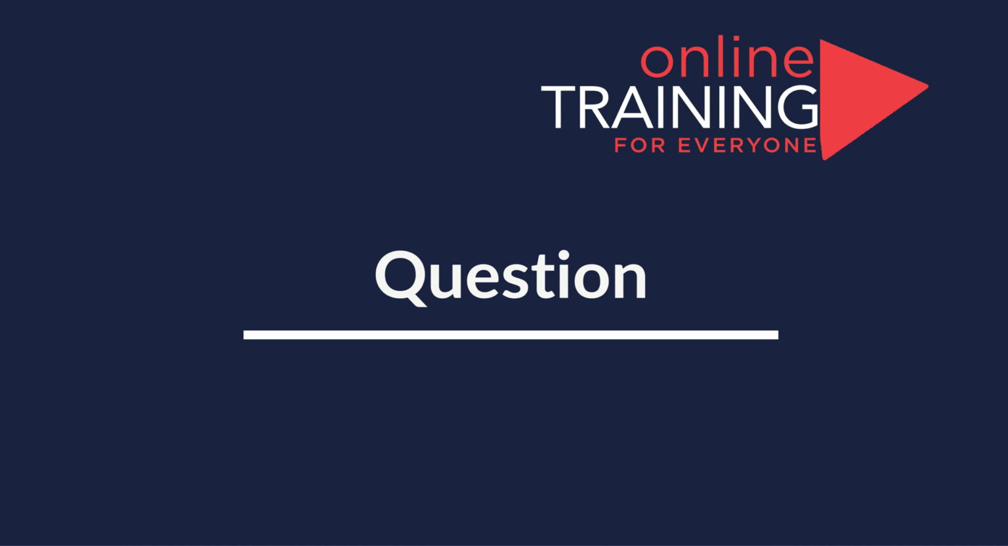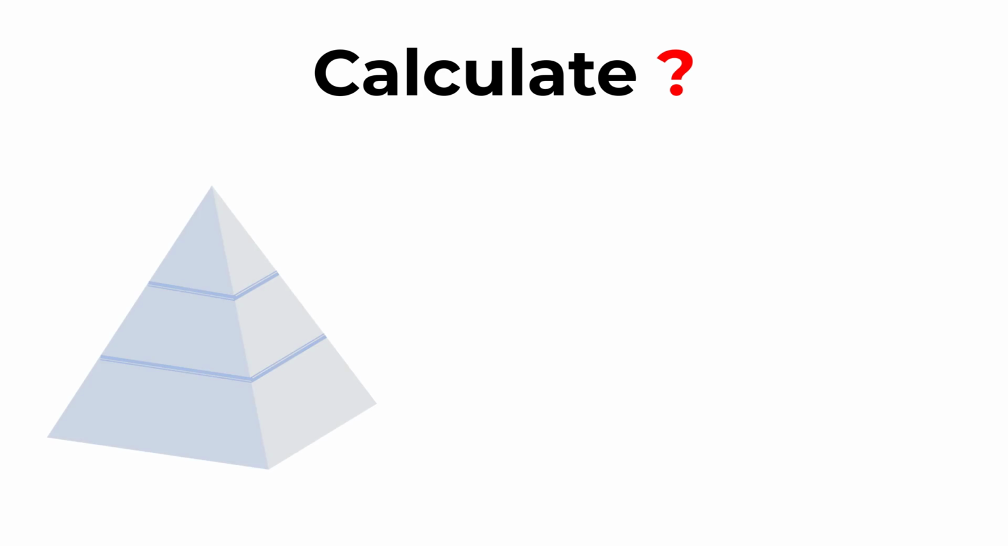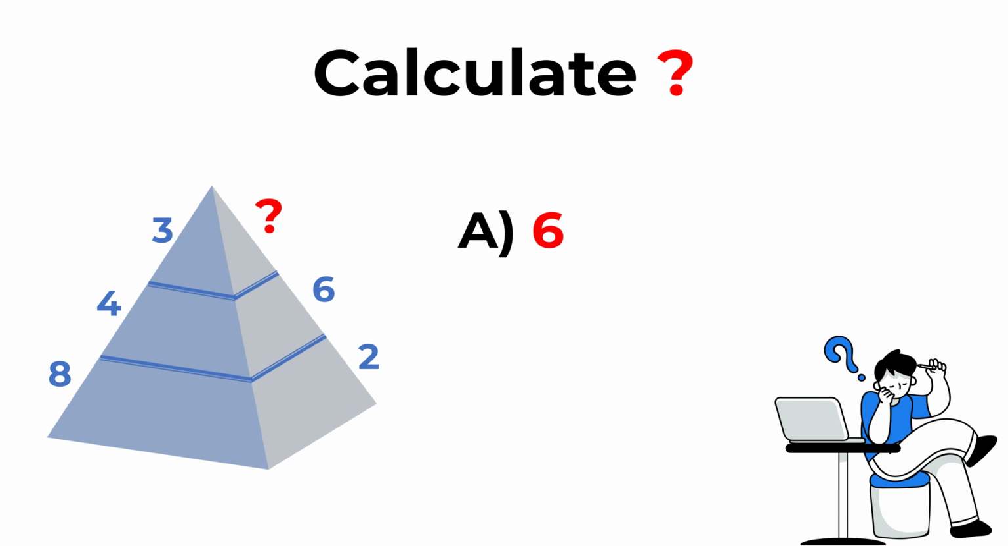Here's a cool question you frequently see on the test. You need to calculate the question mark. And you're presented with a 3-layer pyramid. On the bottom layer, you have numbers 8 and 2. On the middle layer, you have numbers 4 and 6. And in the top layer, you have number 3, and on the other side of the pyramid, you have a question mark. And this question mark can be one of those 4 values. Your choice A is 6, choice B is 10, choice C is 7, and choice D is 2.